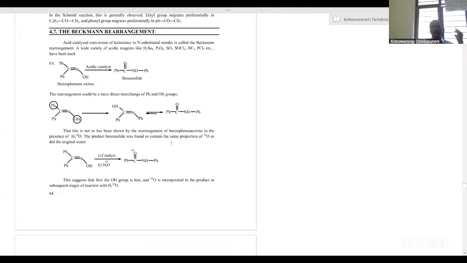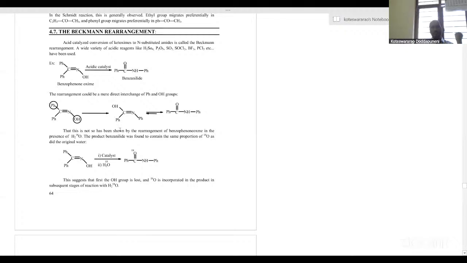Generally, carbonyl compounds on treating with hydroxylamine hydrochloride lead to the formation of an oxime. That oxime undergoes rearrangement in the presence of acidic medium, especially Lewis acid, that leads to the formation of amides. For example, here benzophenone is treated with hydroxylamine hydrochloride that leads to the formation of benzophenone oxime. This benzophenone oxime on acid catalyst leads to the formation of benzanilide.